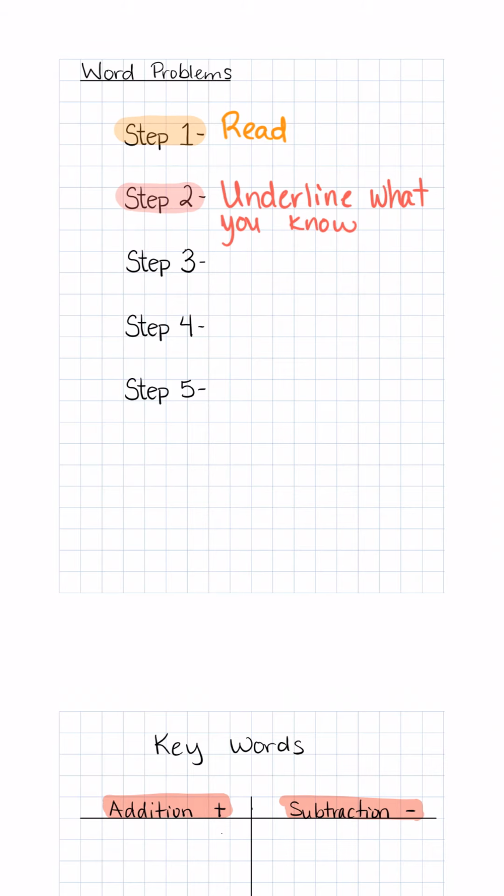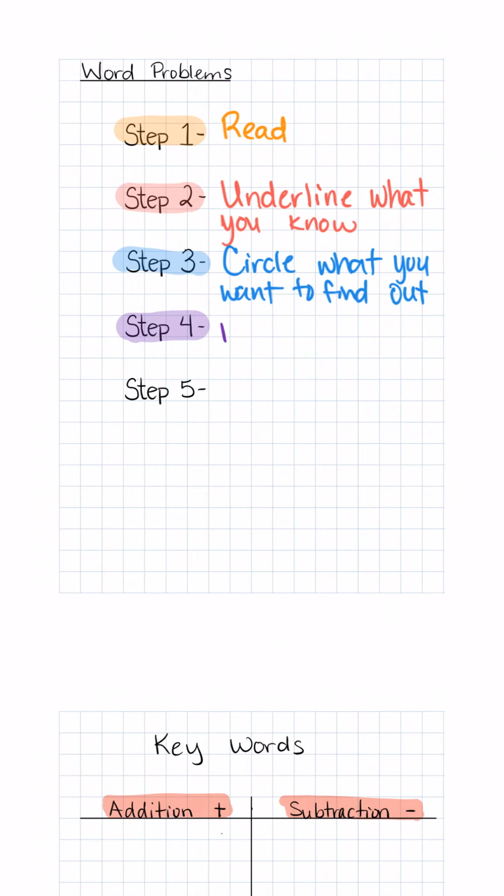Okay? The second thing you are going to do, the third thing, you are going to circle what you want to find out. This is usually right at the end of the word problem. The next thing you're going to do, step 4, if you can, draw a picture. Helps give you a good visual so then you can better understand what they're asking.